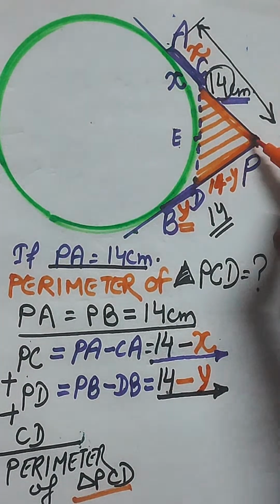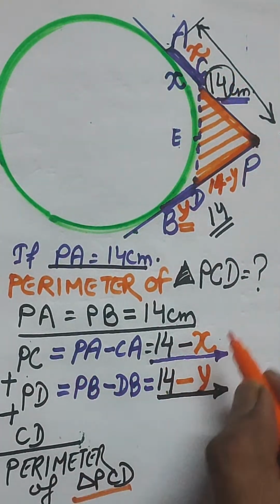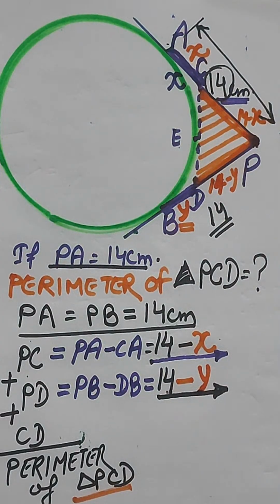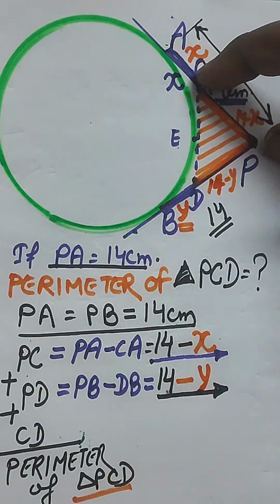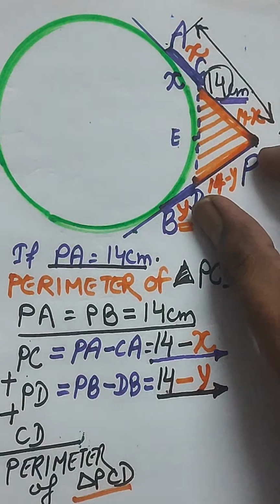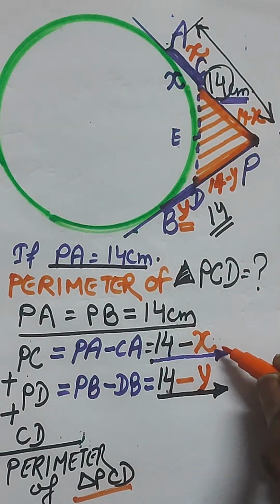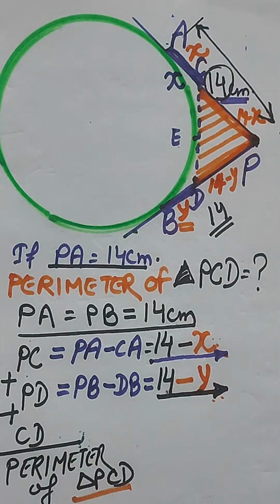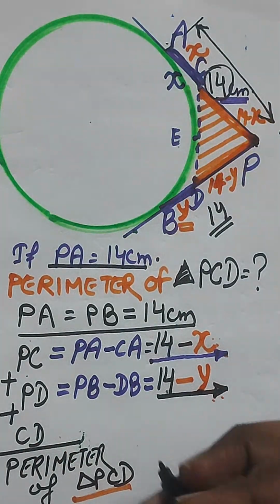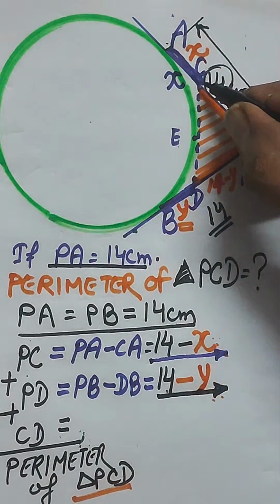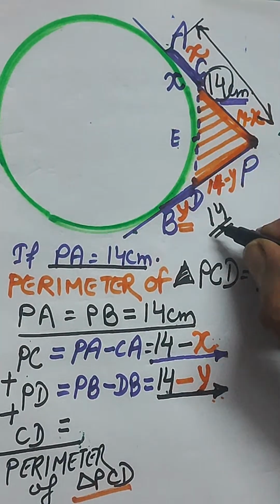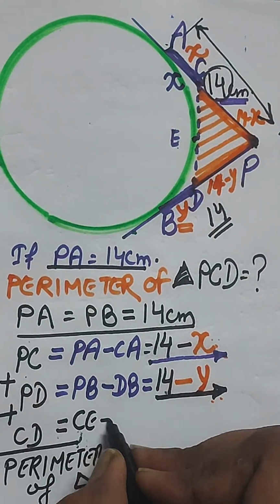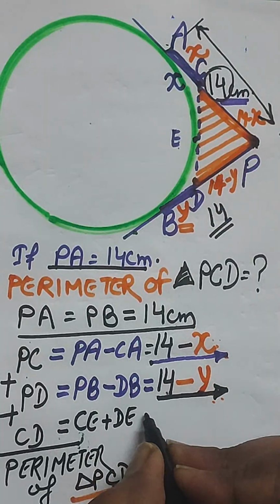And for PC, you have calculated 14 minus x, right? Now you are knowing the length of PC, 14 minus x. You are knowing the length of PD, 14 minus y. And what is the length of CD? The length of CD can be written as equal to CE plus DE, isn't it?